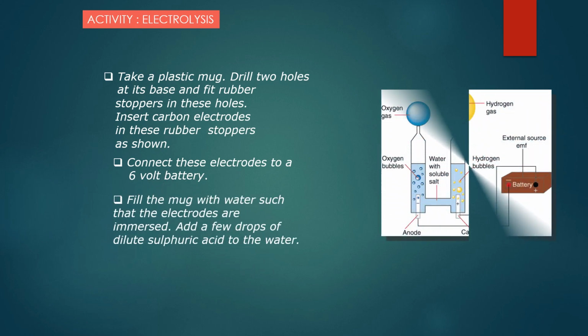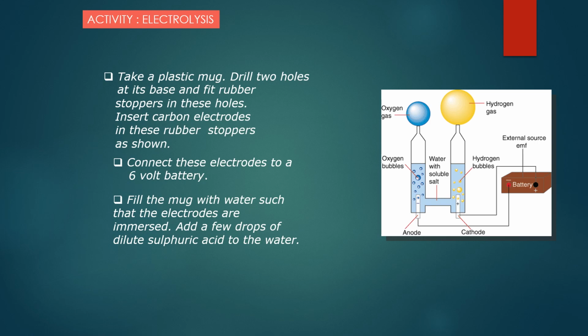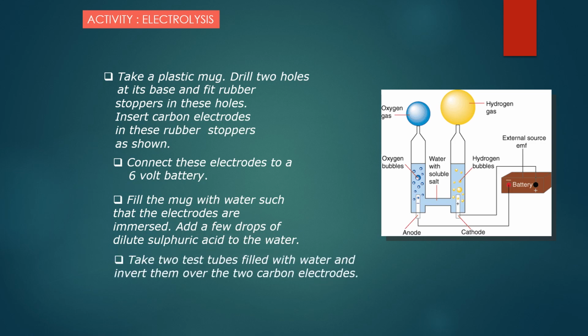We'll just look into what is involved in the activity. We have to take a plastic mug, drill two holes at the base to fit a rubber stopper in these holes. Insert carbon electrodes in the rubber stoppers. Connect these electrodes to a 6-volt battery. Fill the mug with water such that the electrodes are immersed. Add a few drops of dilute sulfuric acid to the water. This is to enhance the electrolytic process. Take two test tubes filled with water and invert them over the two electrodes.